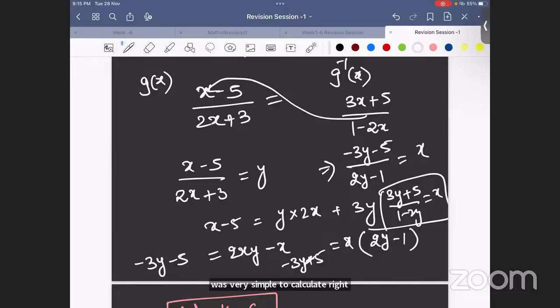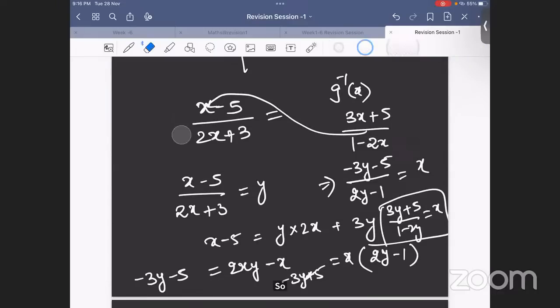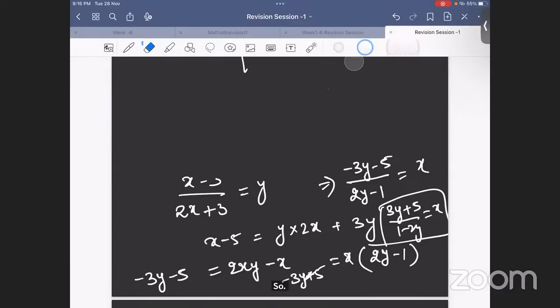Did you understand, or should I repeat it? Sir, we didn't understand how to prove that, how to calculate. Okay, let me explain it again.